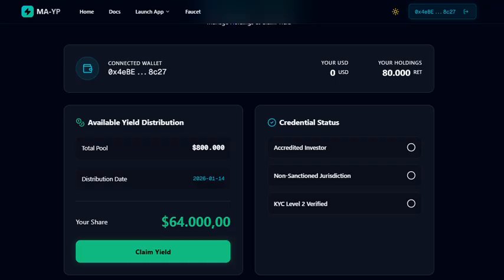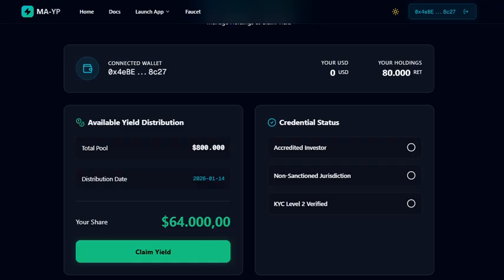But before an investor can claim yield, they need to prove they're compliant. VIEL requires credential verification. This is a circom circuit that checks 1. Is this investor accredited? For institutional yield. 2. Are they from a non-sanctioned jurisdiction? 3. Have they passed KYC level 2?